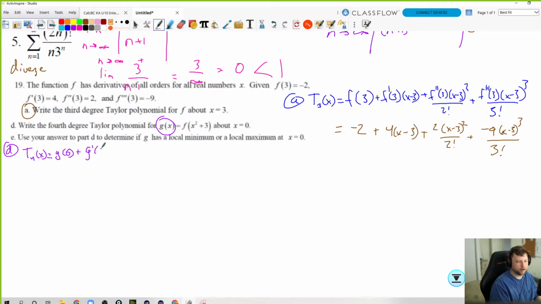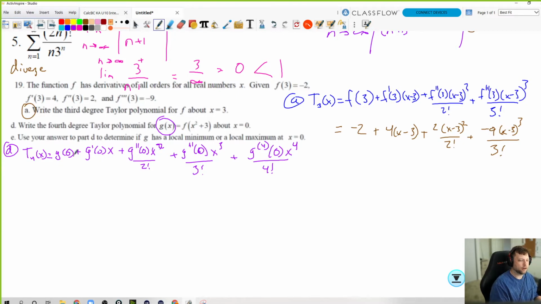Plus g prime of 0 times x, plus g double prime of 0 times x squared over 2 factorial, plus, I keep saying f, g triple prime of 0 times x cubed over 3 factorial, plus g to the 4th prime of 0 times x to the 4th over 4 factorial. Write that out first, all right?